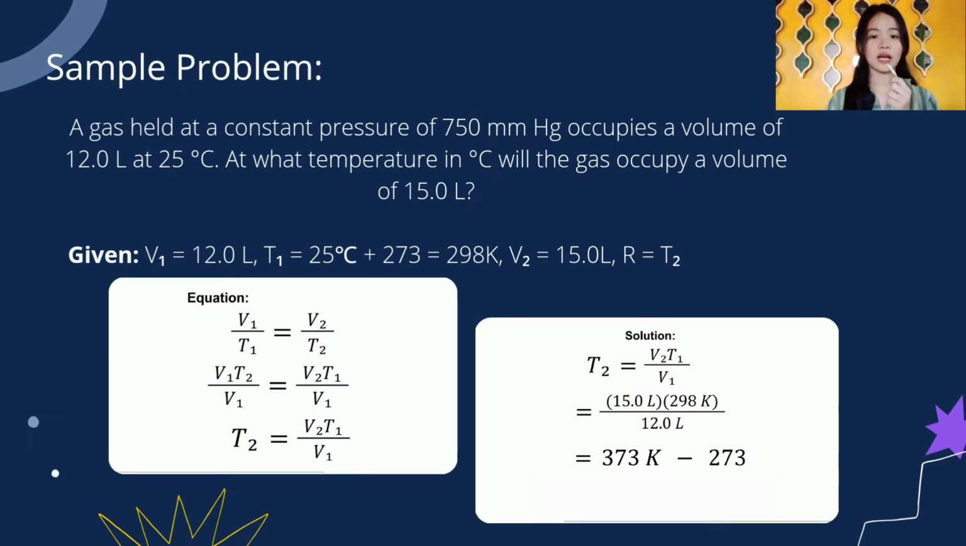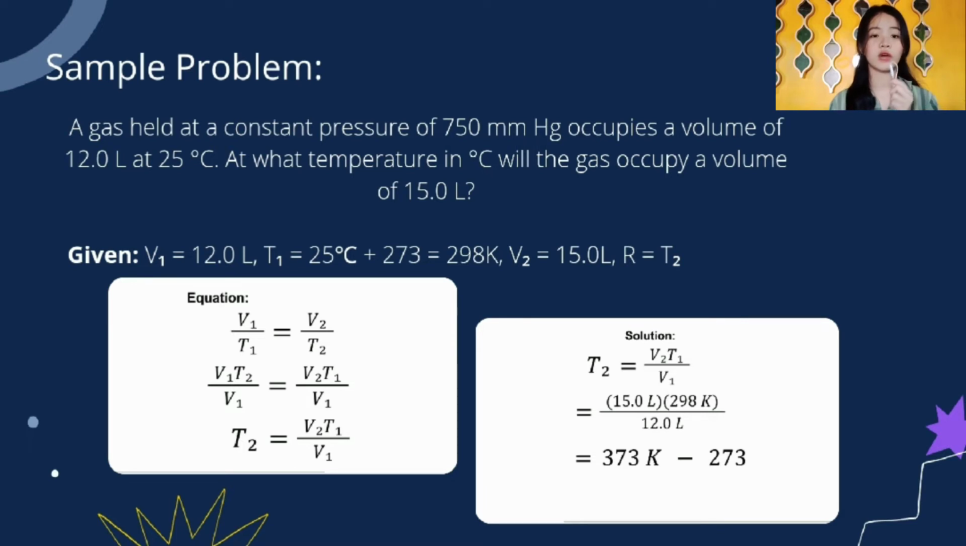Here, a gas held at a constant pressure of 750 millimeters of mercury occupies a volume of 12 liters at 25 degrees Celsius. At what temperature in degrees Celsius will the gas occupy a volume of 15 liters?